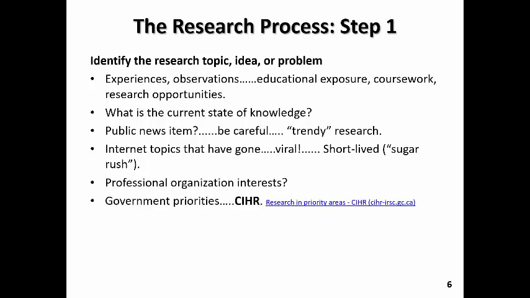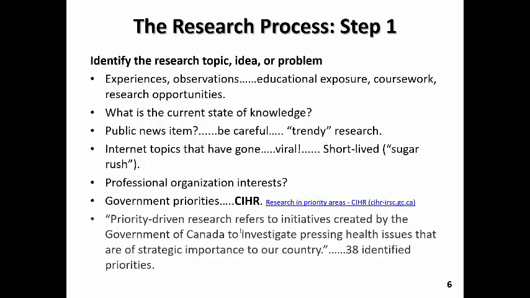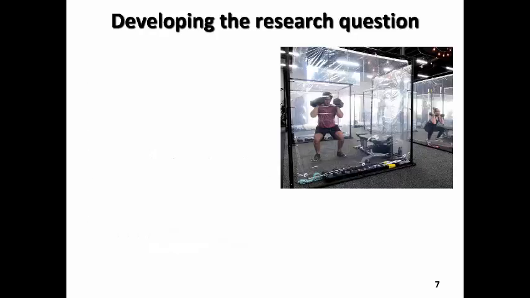One such example are the research priority areas identified by the CIHR. And these are defined as priority-driven research, which are the initiatives created by the Government of Canada to investigate those pressing health issues. And so by following the link here in the blue text, you'll be able to see that there are 38 identified priorities of funding by the CIHR.